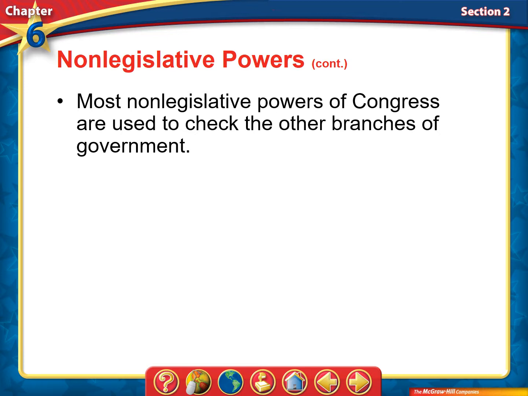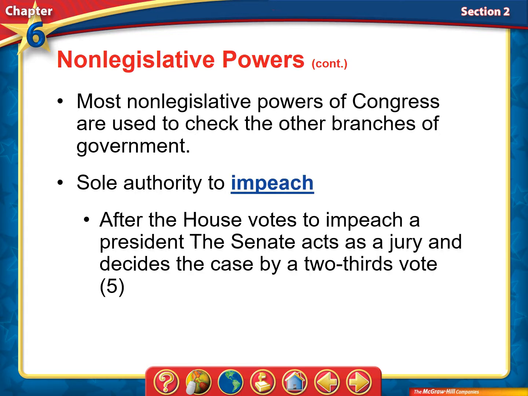But more importantly, they serve as a check on other branches of government. Congress has the sole authority to impeach the president.